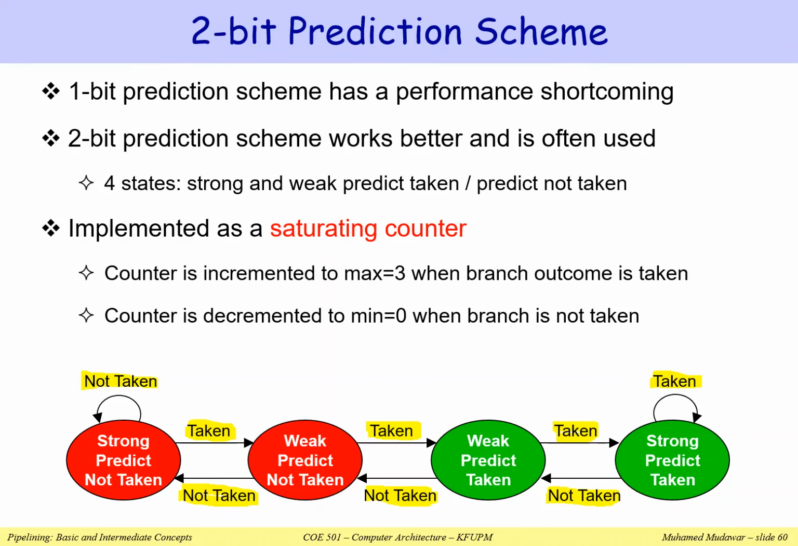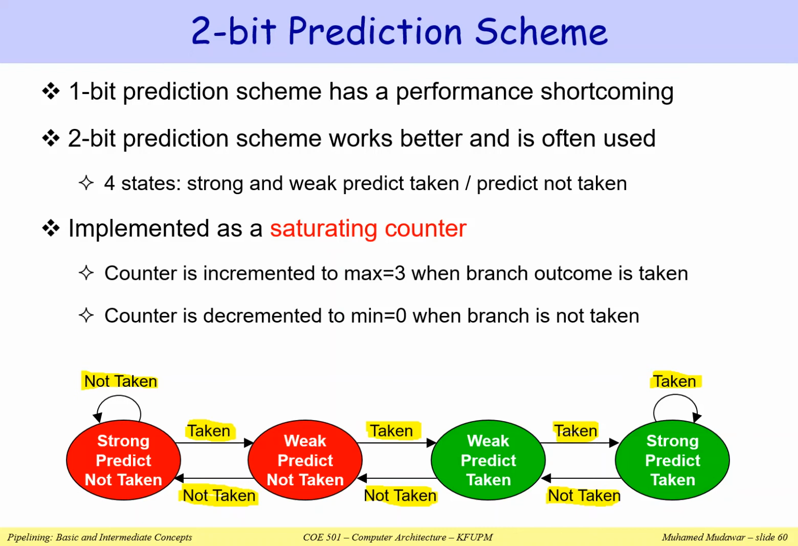Now, in the last iteration, the branch is not taken. So we go from strong predict taken to weak predict taken. The 2-bit counter will be decremented from 3 to 2. And then when we re-enter the inner loop, it's still predict taken, a weak predict taken. So the true outcome is taken, and therefore we go back to the strong predict taken.